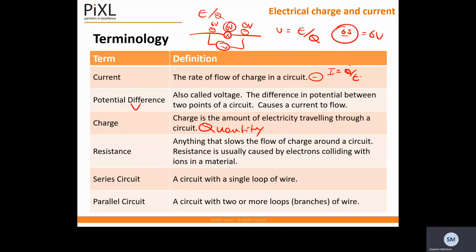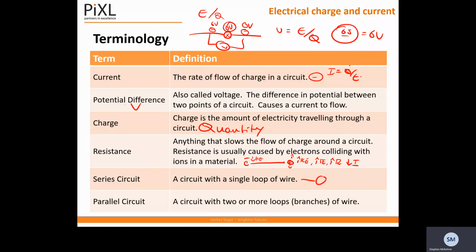Resistance is anything that slows down the flow of charge around the circuit. When a negative electron collides with a positive ion in the wire, it causes the positive ion to oscillate or vibrate more. This means that there is a decrease in kinetic energy for my electron and an increase in kinetic energy for the positive nucleus. That increase in kinetic energy causes an increase in thermal energy, which causes an increase in resistance, and so therefore a decrease in current.